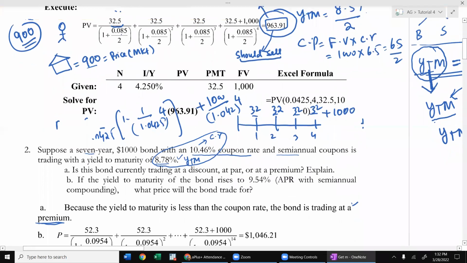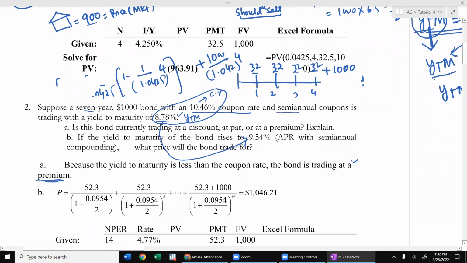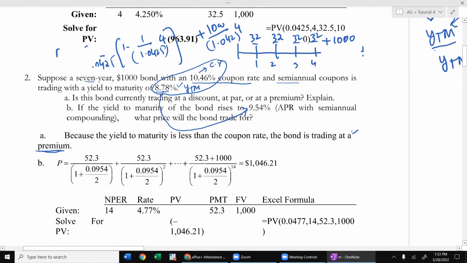So what is happening in the second part? Our YTM changed from 8.7% to 9.54%. So YTM increased. But still it is lower than the coupon rate, right? So this bond should still be trading at premium. So how do we calculate it? Same formula you can do. Present value is equal to C divided by YTM, times 1 minus 1 over (1 plus YTM) power n, plus face value over (1 plus YTM) power n.